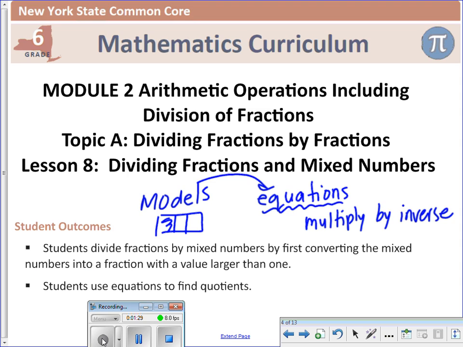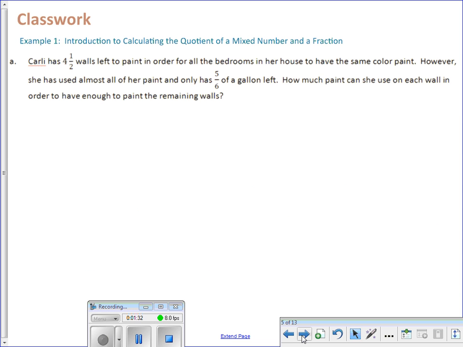Okay, so let's take a look at the first example. Carly has 4.5 walls left to paint for all the bedrooms in her house to have the same color. However, she has used almost all of her paint and only has 5/6 of a gallon left. How much paint can she use on each wall in order to have enough paint for the remaining walls? Write what you think the equation should be now. Don't start solving it, just write what you think the equation should be.